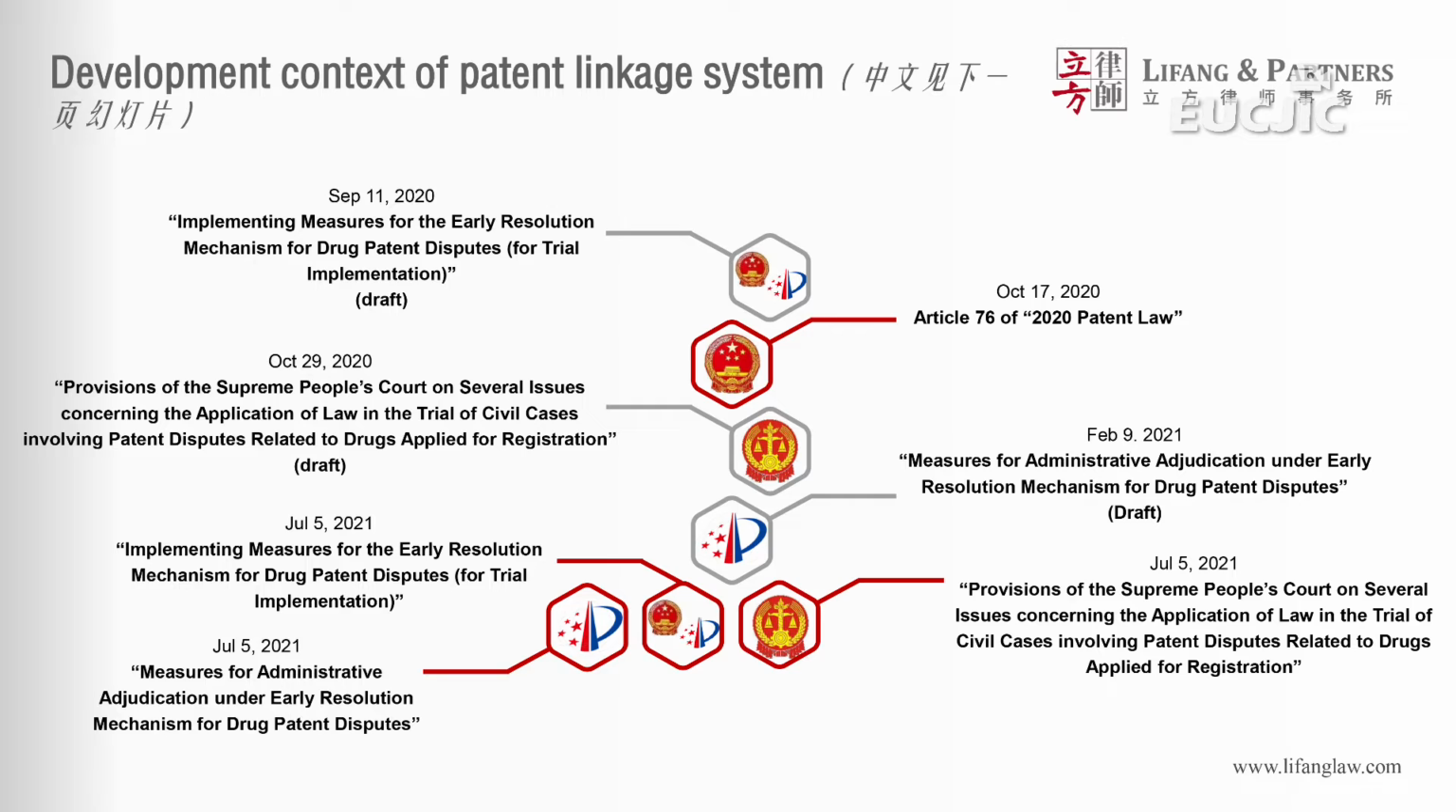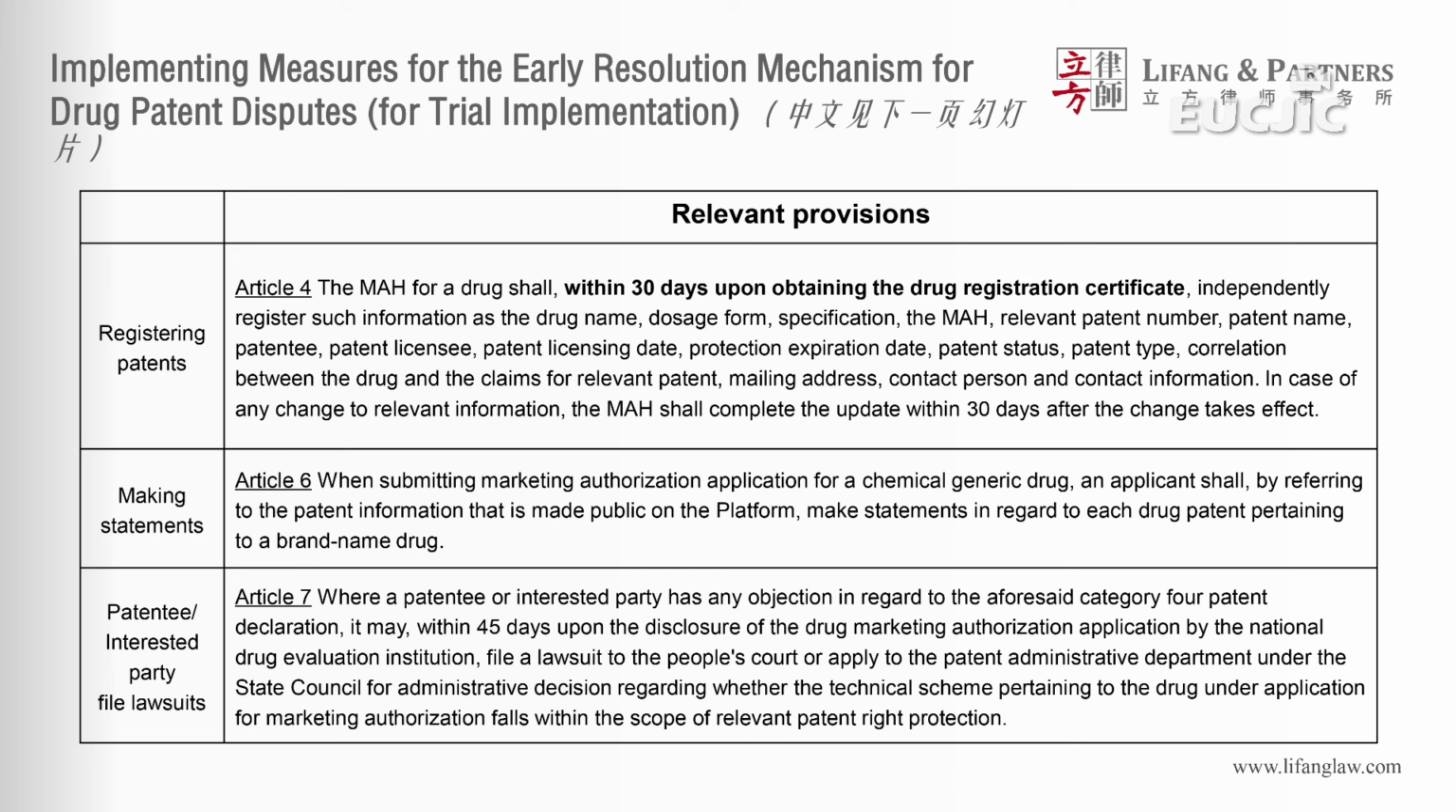And then you see, until the day of July 5th of 2021, both the court system, the Chinese Patent Office, and also the Chinese FDA, the NMPA, finalized their regulations on this patent linkage system. And all these three together, we call this version 1 of the Chinese patent linkage system. Okay, here are just some highlights of this Chinese patent linkage system.